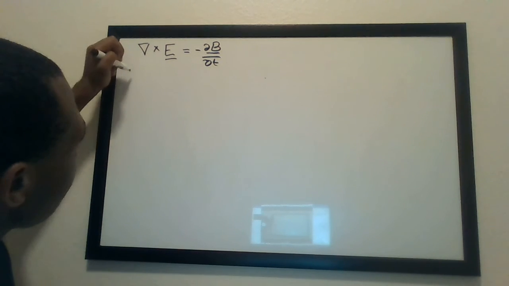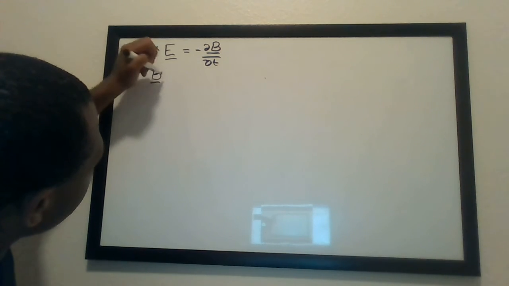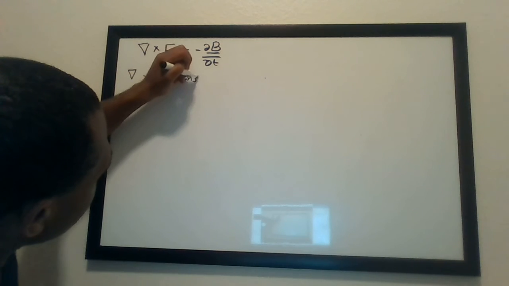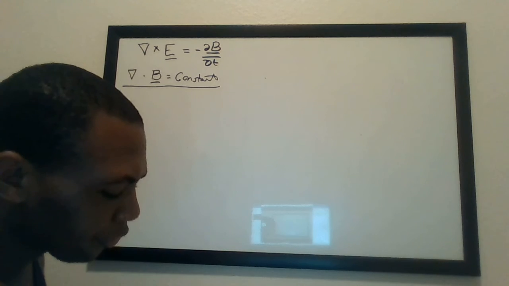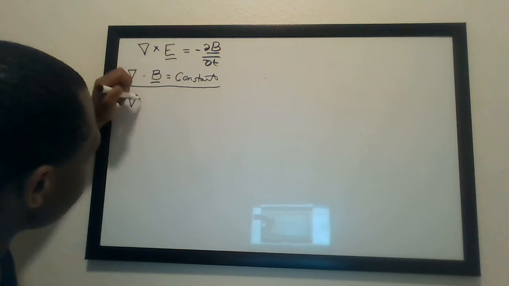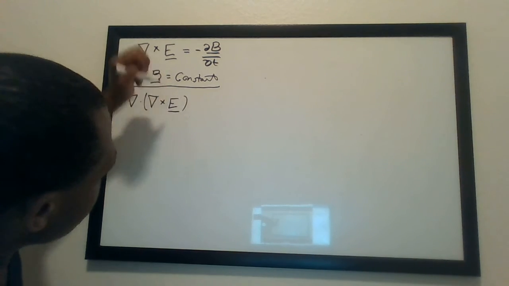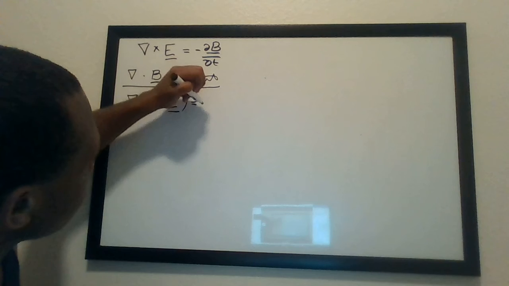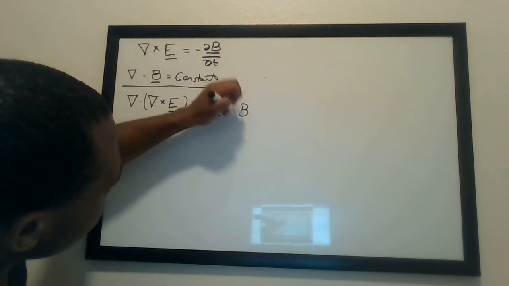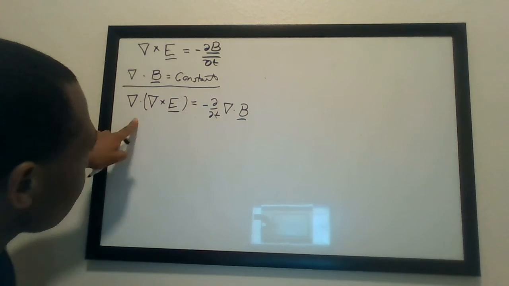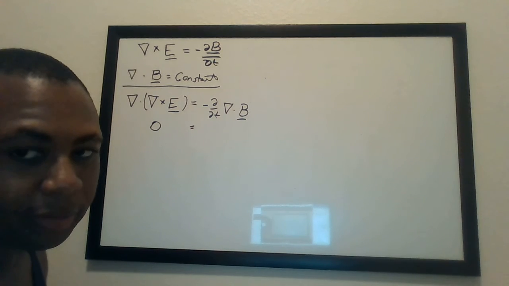And so what Bittencourt asks us to do is to derive that the divergence of B is a constant. This is our goal. This is what we want to prove. And so let's go about doing that. We're going to say that the divergence of the curl of E, in the same way that we did it for the curl of B, is equivalent to d dt divergence of B field. And we know that this has to be 0 because that is a property of vector calculus.